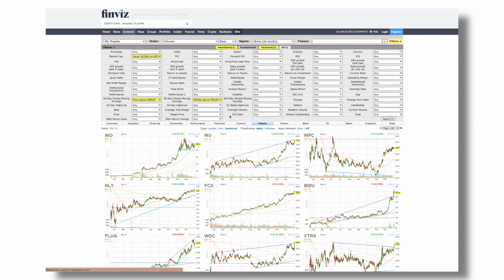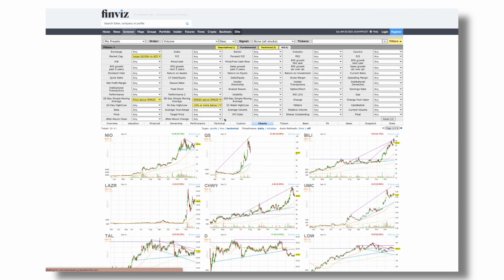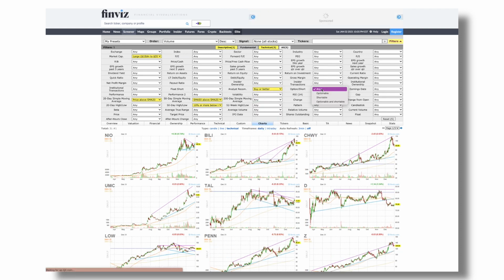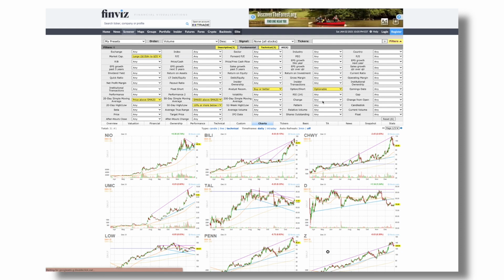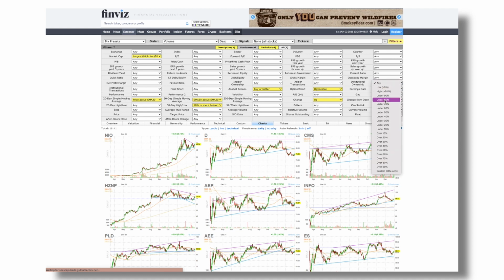We want the 50-day. So we want the price to be 10% or more below the high, so it's nearby a recent high. We want the analyst rating to be a buy or better. Since we're trading options, we want this to be optionable. And if there's been any change, we want it to be to the upside, right? And then it would give us confidence if there's over 10% of institutional ownership.